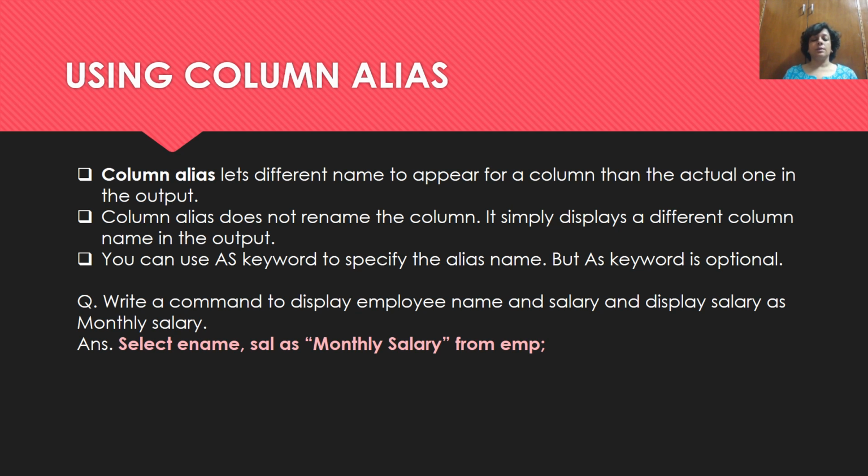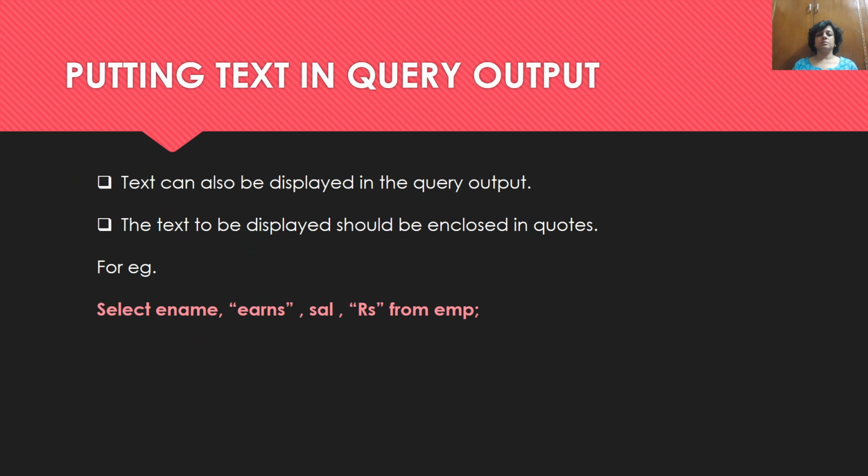So if I want to write a command to display employee name and display salary as monthly salary, I will give the command select ename, sal as "monthly salary" from emp. Text can also be displayed in the query output. For example, we can say select ename, "earns", sal, "rupees" from emp. Please note that text should be enclosed in double quotes.